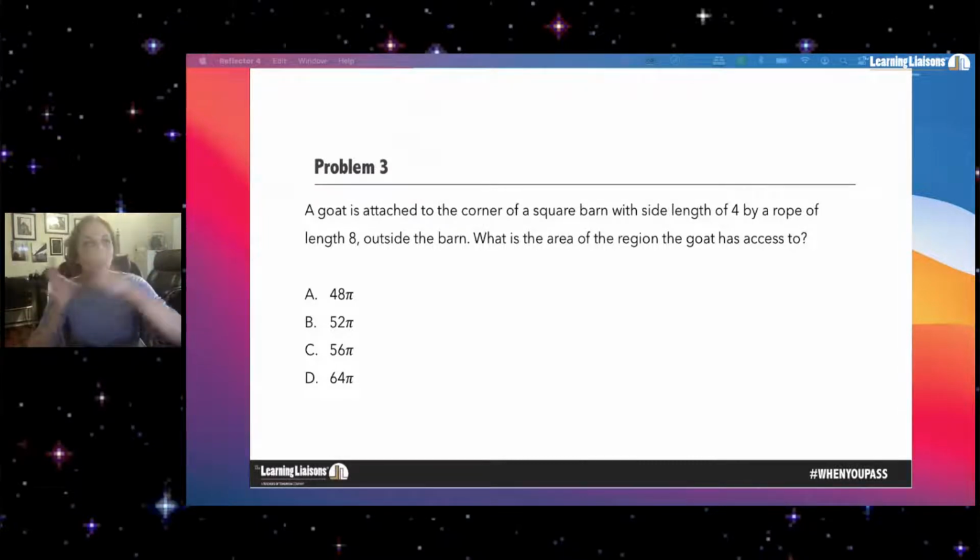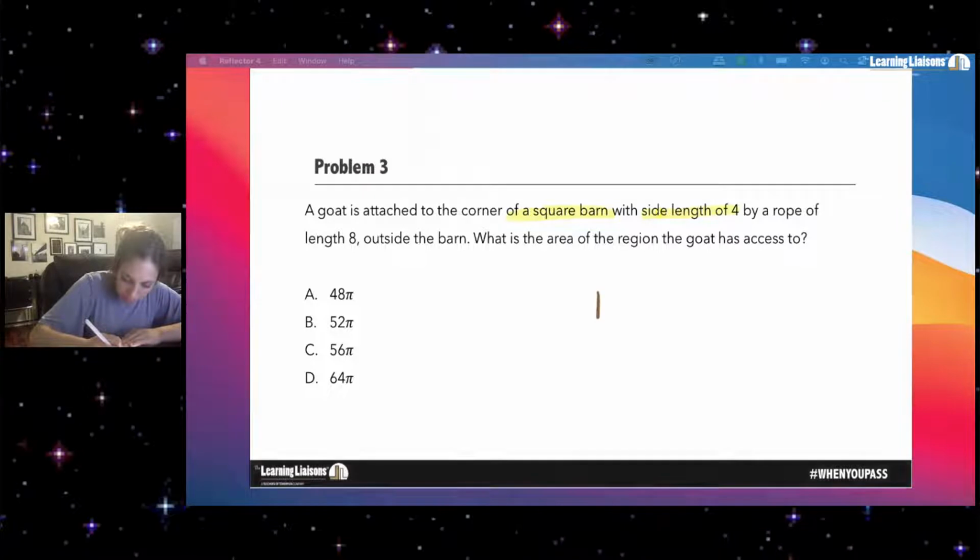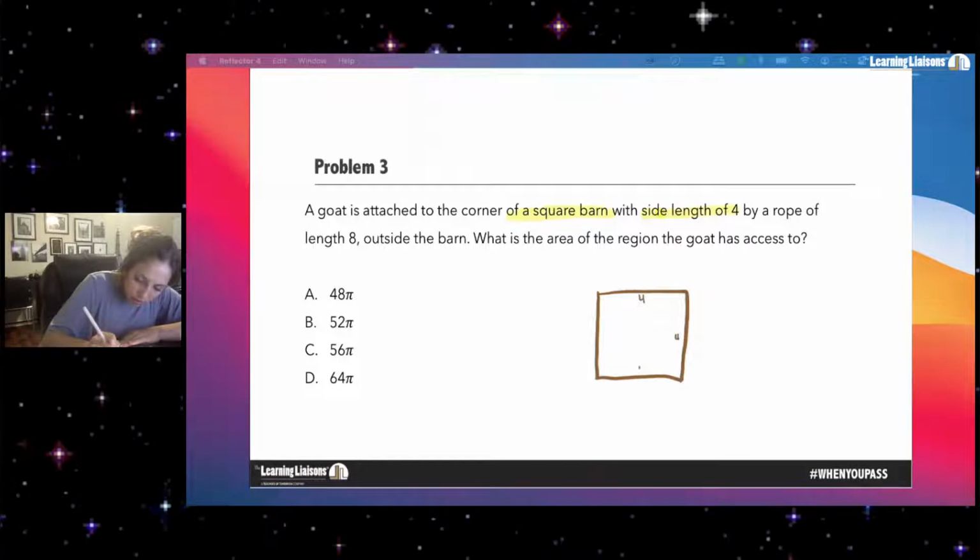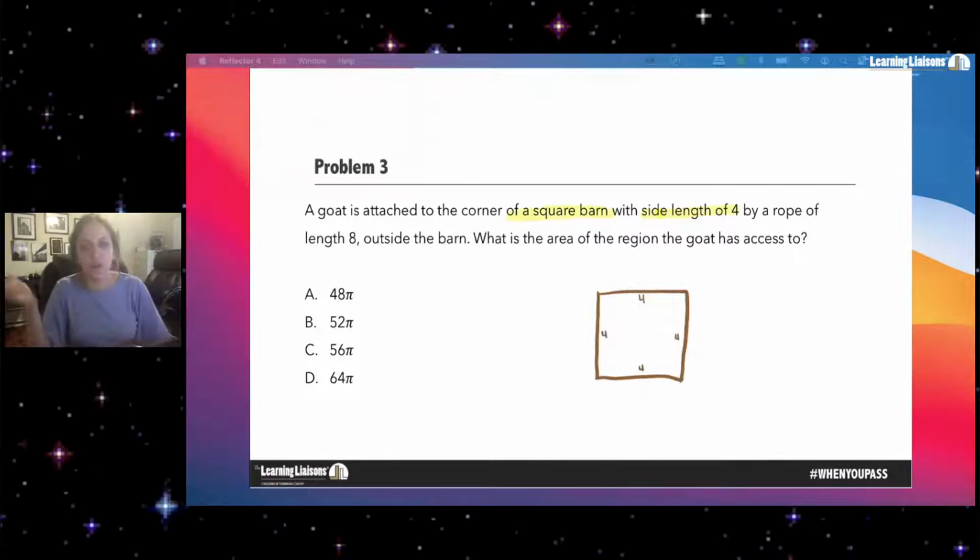Okay, so let's start with a picture. No matter who you are, what test you're taking, you always want to start with a picture when we're dealing with something like this. So everybody needs to know these vocabulary words. We have a square barn with a side length of 4. So I'm going to draw my square barn. And it has a side length of 4. So that means that this is 4, this is 4, this is 4, and this is 4. How do I know all sides are 4? Because it's a square and a square has 4 equal sides.